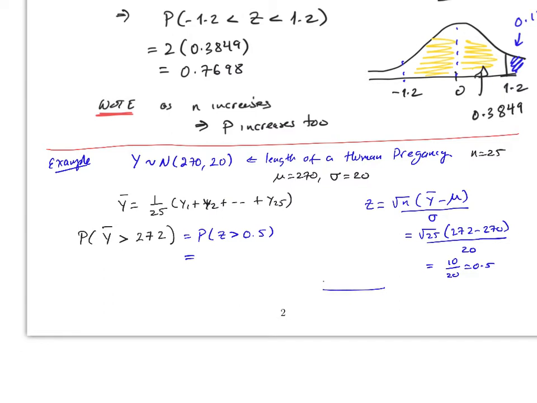And if we look to the table, you have 0.5. So for 0.5, this is the part that we want from the table, this is 0.3085. And that will be the probability that the average will be more than 272.